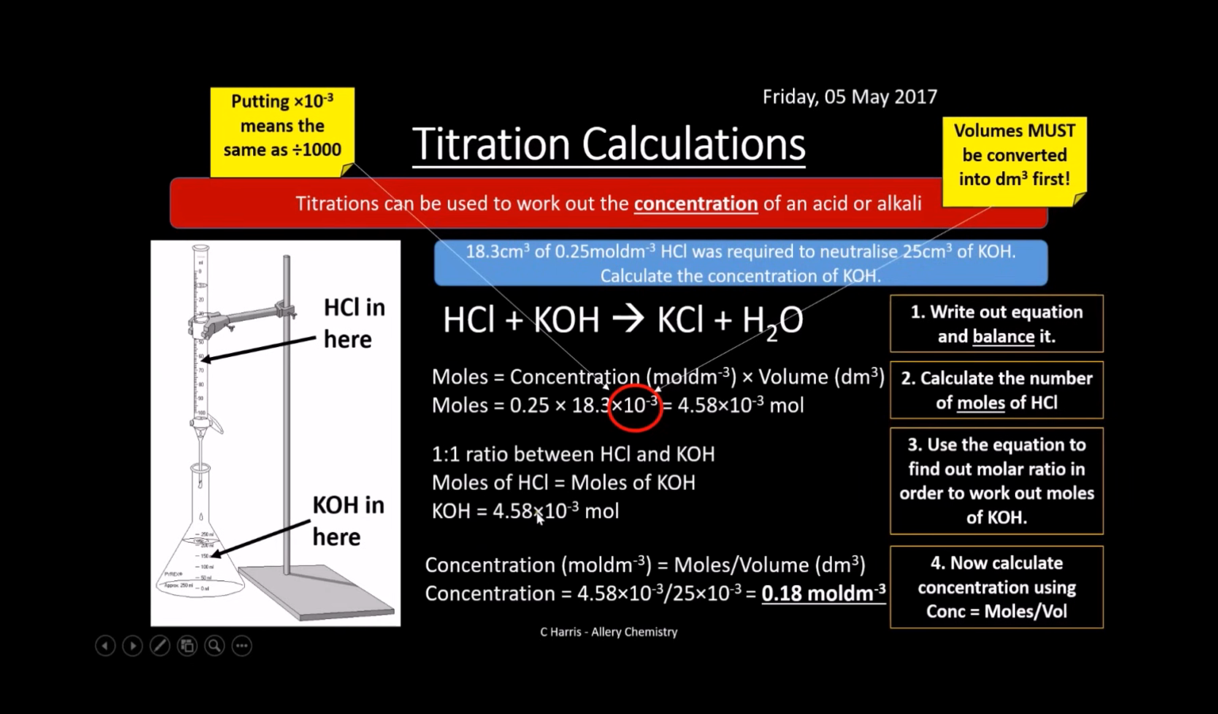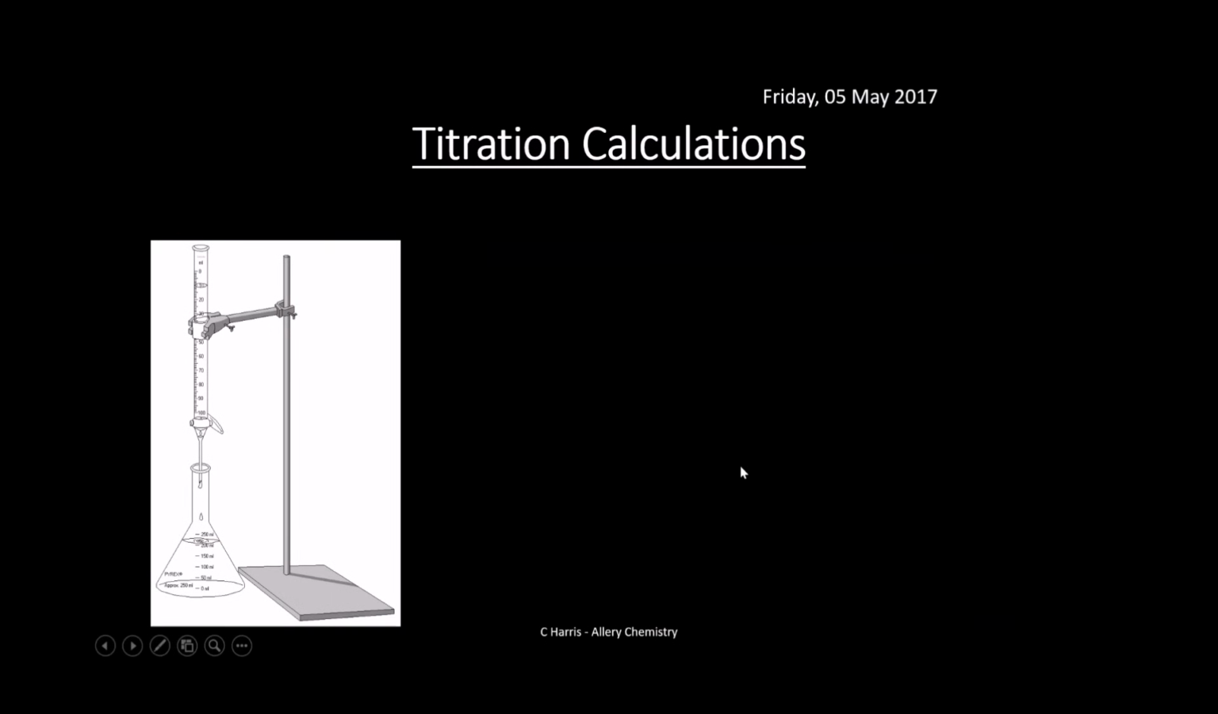We know the moles, just worked it out. Volume, we've been told, is 25 centimetres cubed. 4.58 times 10 to the minus 3 divided by 25, again, times by 10 to the minus 3. That will give you a concentration of 0.18 moles per dm cubed. So that's basically how we work out the concentration.